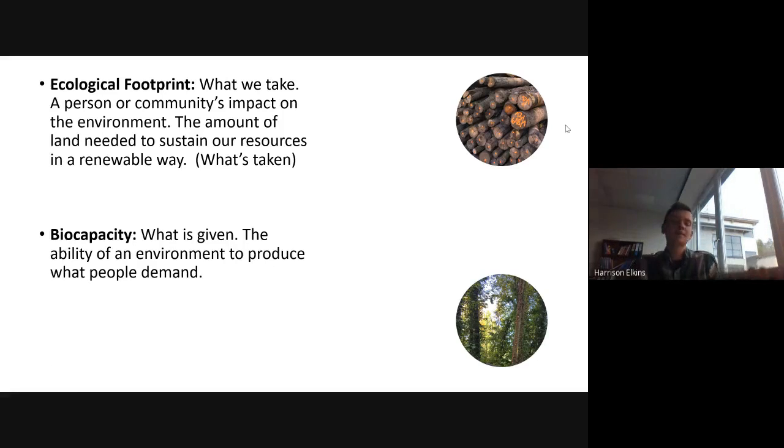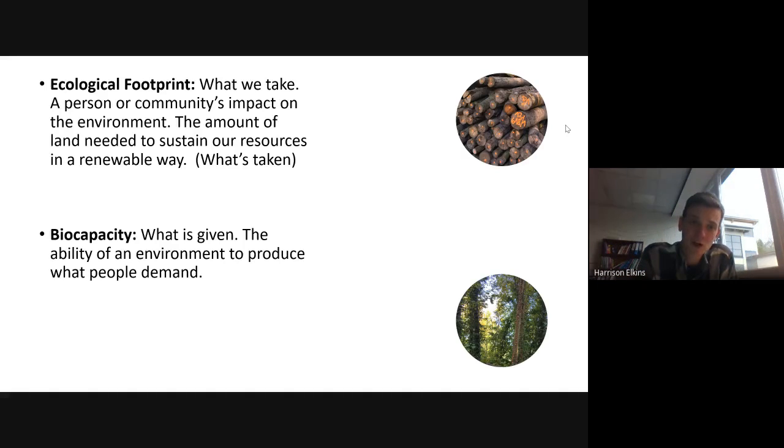Biocapacity, okay, capacity, capable, what the environment is capable of giving. That's basically what the environment has for us. So the amount of trees that we have in Condon might be our biocapacity. If we take more trees than can grow back in the next 100 years, then our ecological footprint is bigger than our biocapacity. But if we take less trees than what is going to grow, our forest is going to continue getting bigger. So more biocapacity, the forest is going to keep growing. More footprint, over time, that forest is going to shrink.